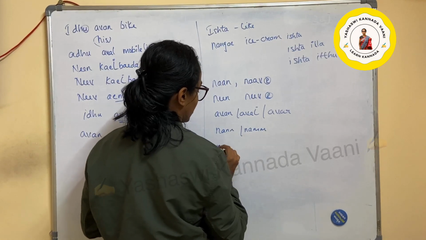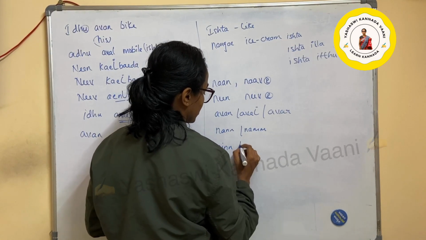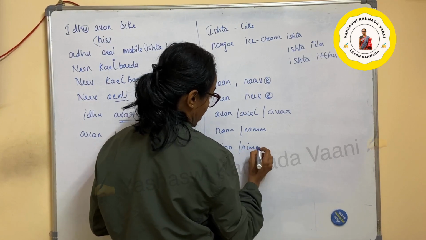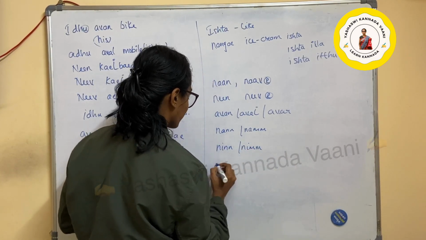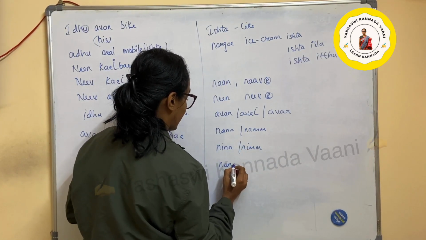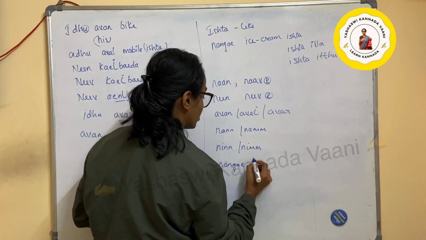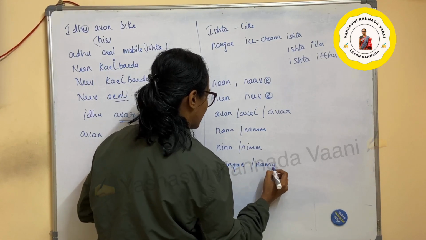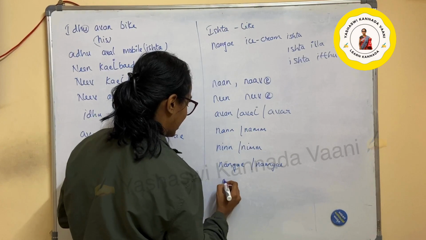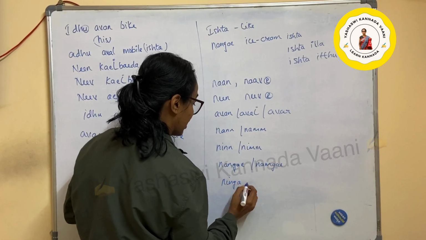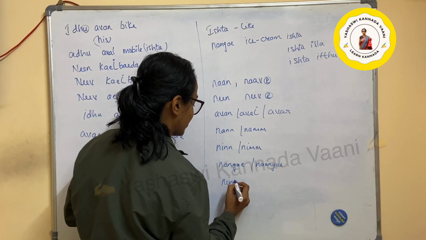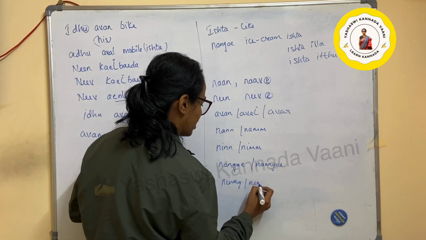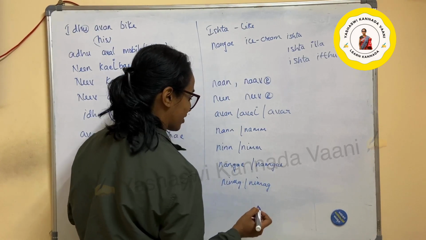Nanna mane, our house. Nimma jaaga. Nimma ishta, your wish. Nanage beda, I don't want. Namge ishta illa, we don't like. Ninge beka, do you want? Nimge ishta na, do you like?